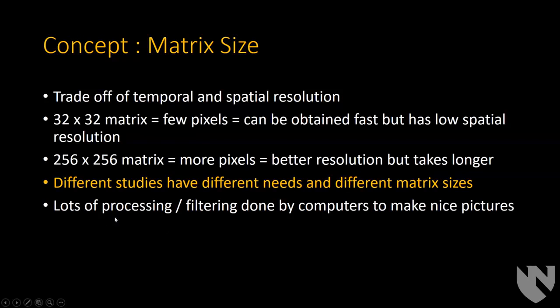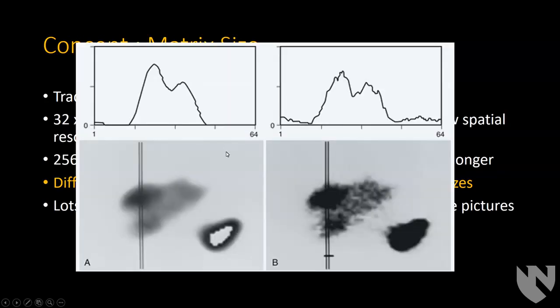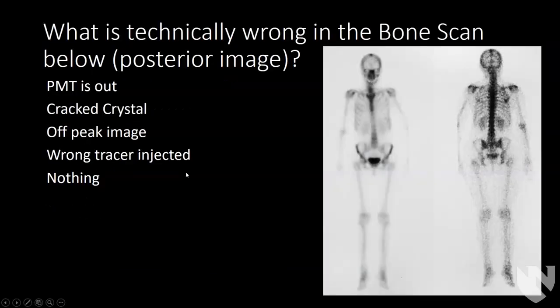And then, of course, there's also a lot of processing and filtering and computer things that go on to make the pictures look nice. Here's just an example of what filtering would look like. The initial image you get out might look very noisy, and if you graph the amount of brightness along this line, you can see it's kind of bumpy, and then you can smooth out that bumpiness, and then you get a smoother looking image. And we'll talk a little bit about that too when we talk about SPECT.